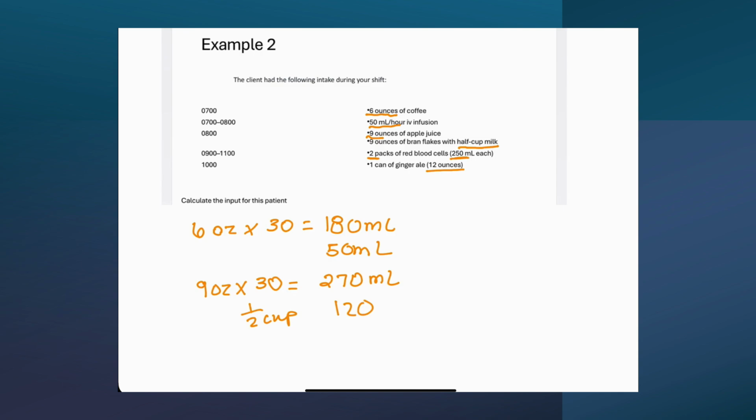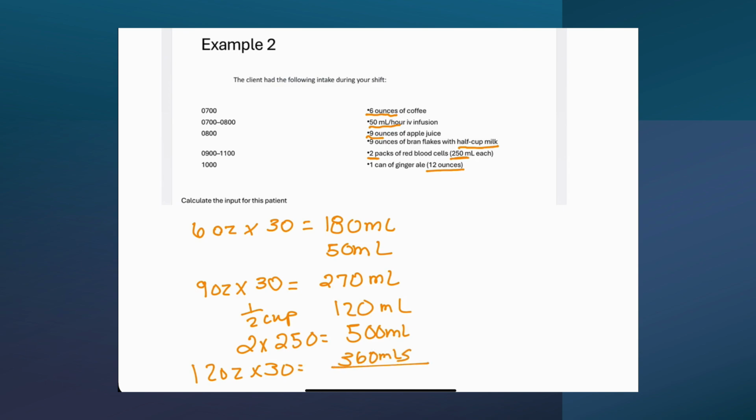And then we have 2 packs of red blood cells. So they are 250 a piece. So we're going to times 2 by 250, and we're going to get 500 mLs. And then we have 12 ounces. We're going to convert that to mLs, and then we get 360 mLs.